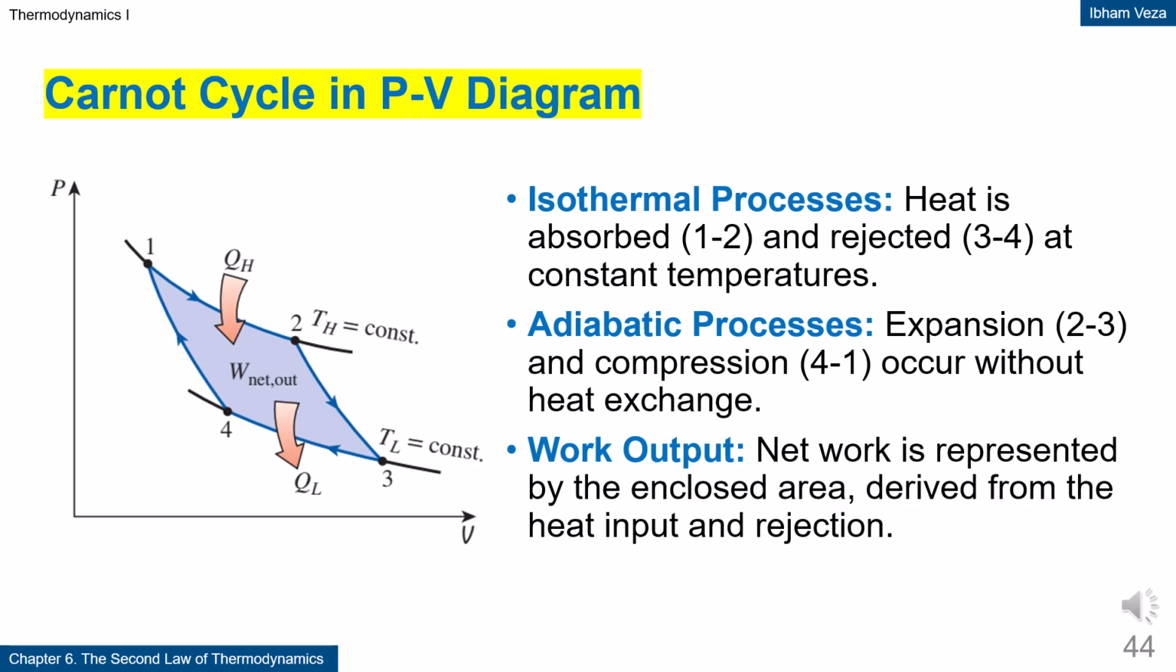Carnot cycle in PV diagram. On the PV diagram, the 2 isothermal processes are shown as curves at constant temperature. The 2 adiabatic processes connect these isothermals without heat exchange. The area enclosed by the cycle represents the net work produced. This diagram helps visualize the relationship between heat and work. It is the classic representation of an ideal heat engine.